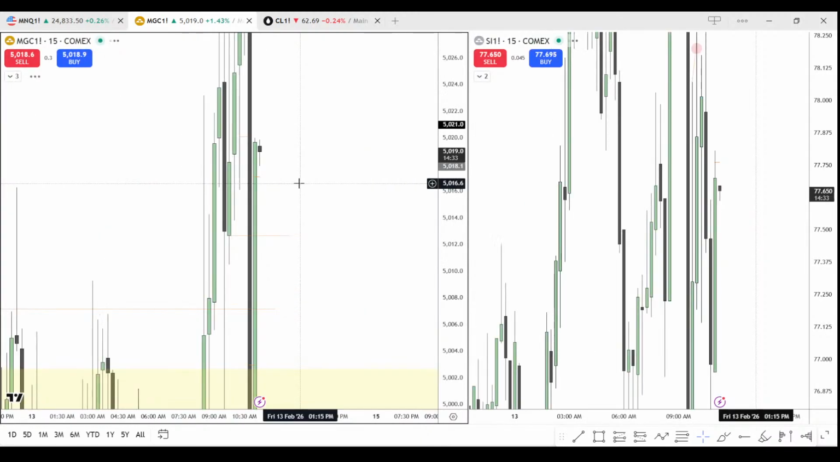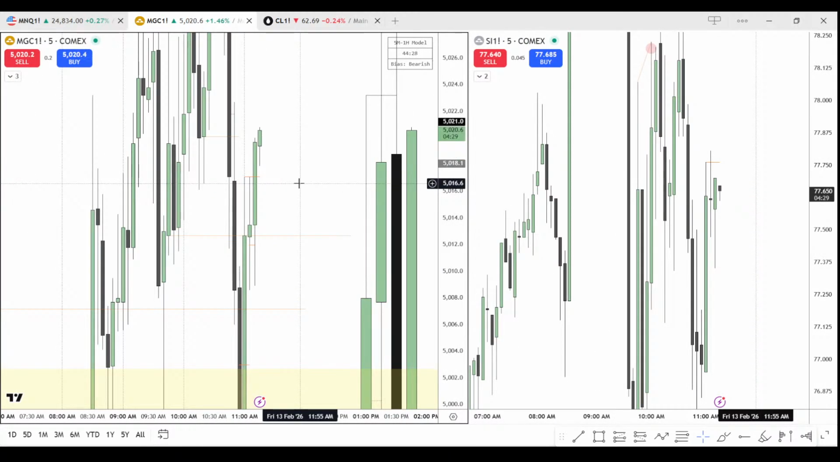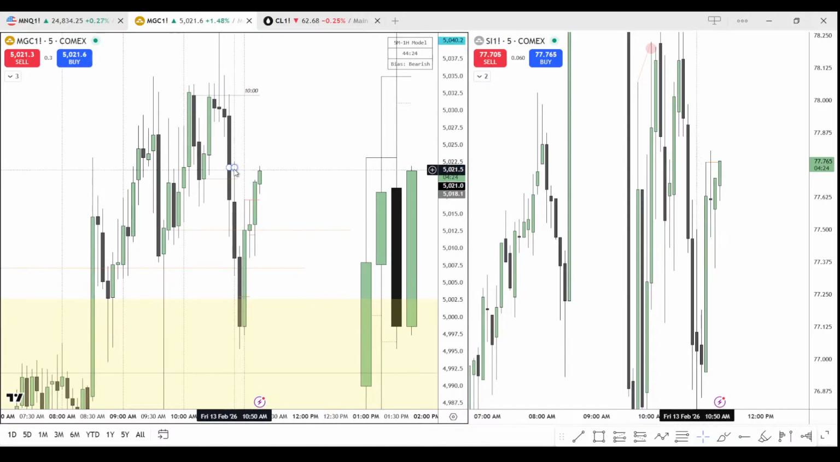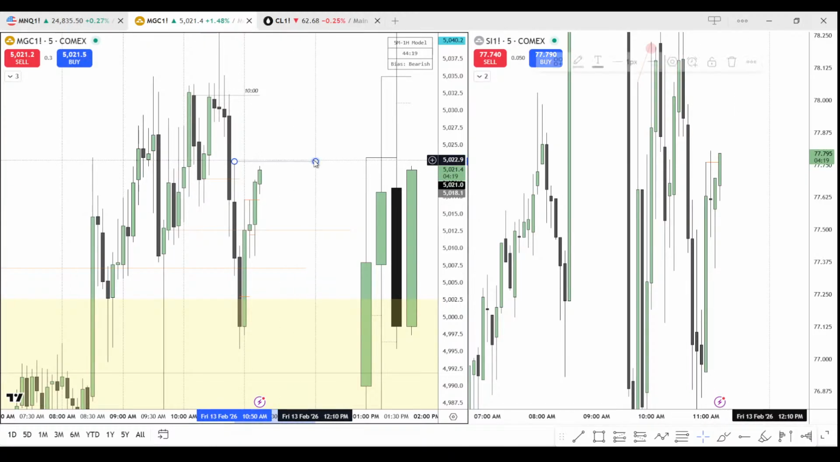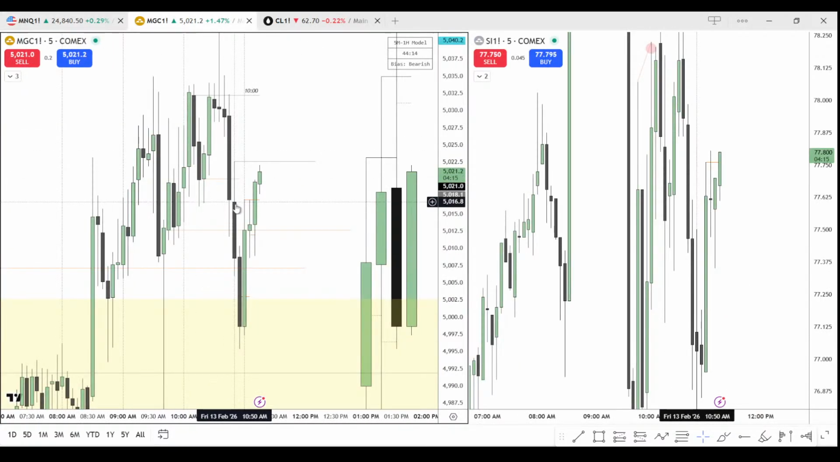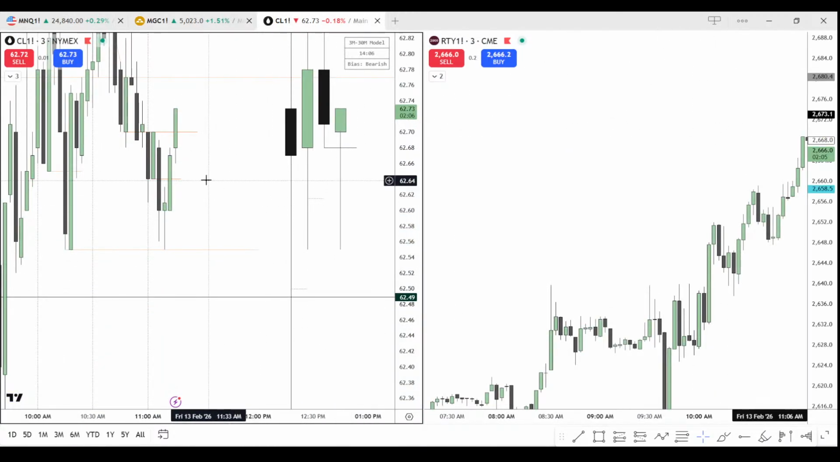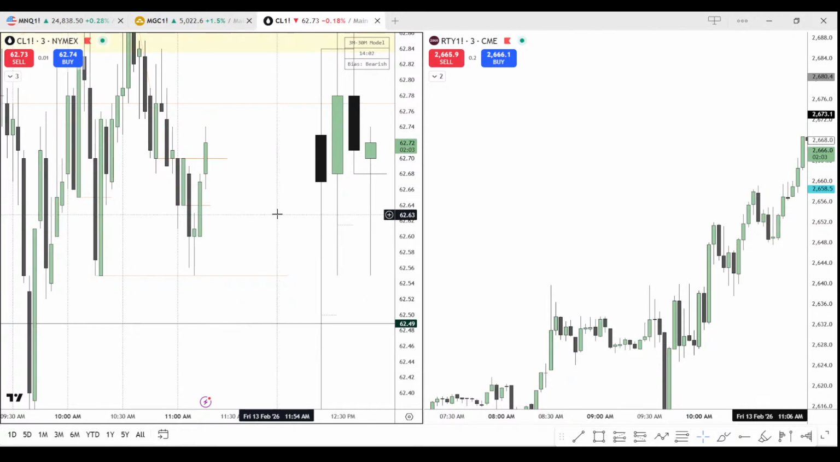Best day for me, to be honest. I have this unfilled here, so I think we might be going to this. But yeah, that's it, guys. Friday, jobs, good expansion and a deep retracement back. And again, chop in oil as well. So it was not one of the best days for me.